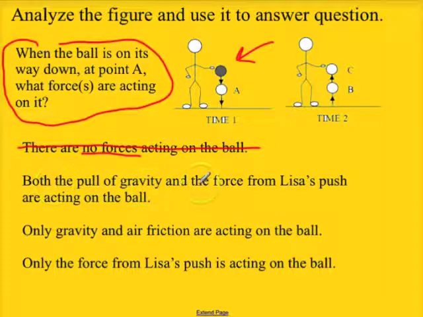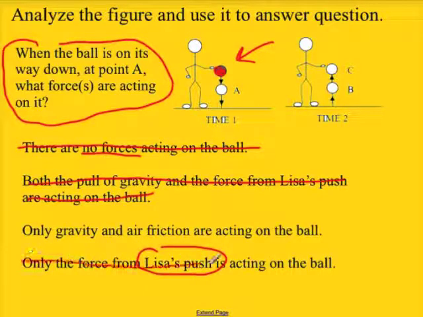Both the pull of gravity and the force from Lisa's push are acting on it. Now, if we wanted the ball when it was here, yeah, I can see that. But when the ball's down here, Lisa's not pushing on the ball anymore. So Lisa's push does not apply. Only gravity and air friction are acting on the ball. That sounds pretty good. Let me read the last one. Only the force from Lisa's push is acting on the ball. Okay, we get Lisa's push again. We already said that's not good.